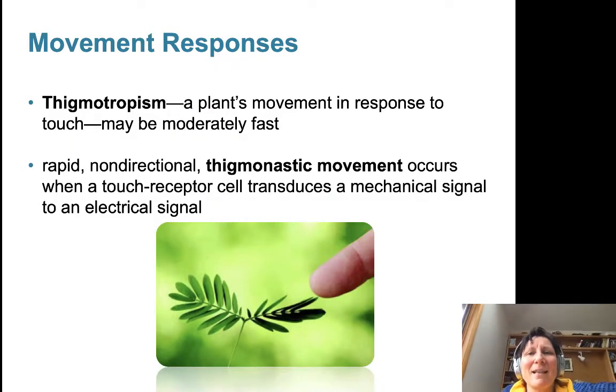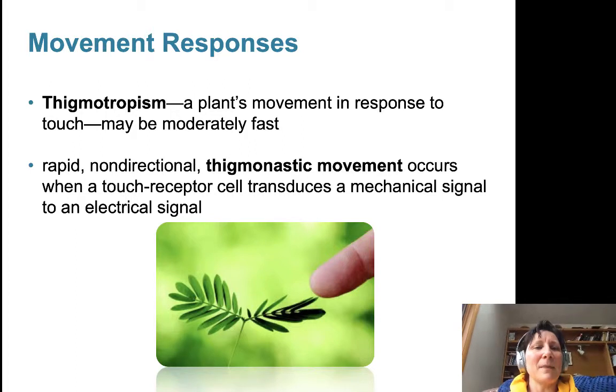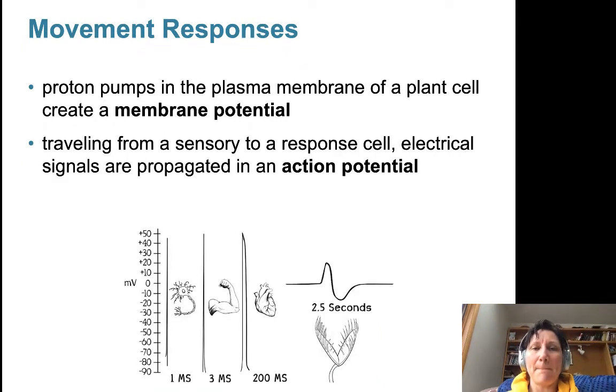So how amazing is that? So plants are so bitchin'. So what you were just looking at there was thigmotropism. So a plant's movement in response to touch, as you can see, was pretty fast. It's rapid, non-directional. It occurs when a touch receptor cell transduces a mechanical signal to an electrical signal. And so you just saw a great video that expressed all that.